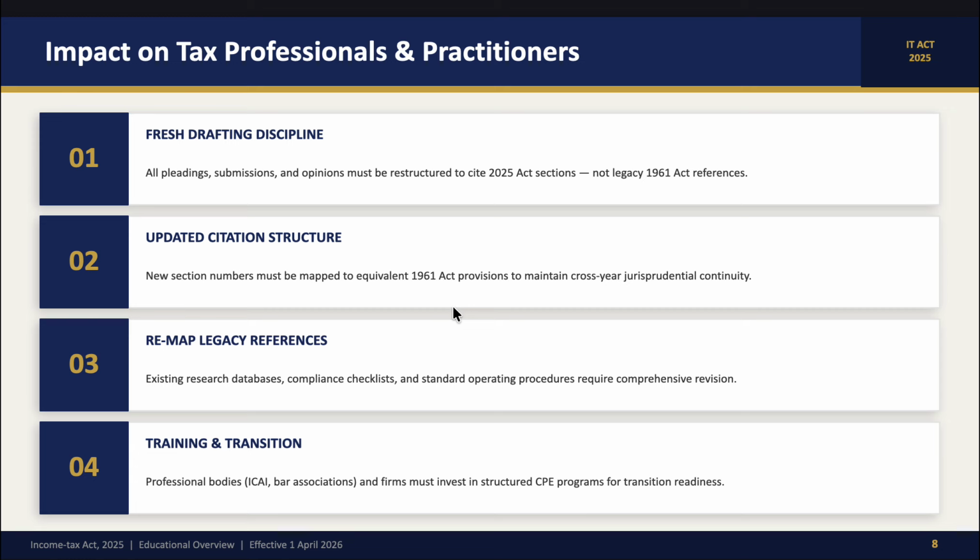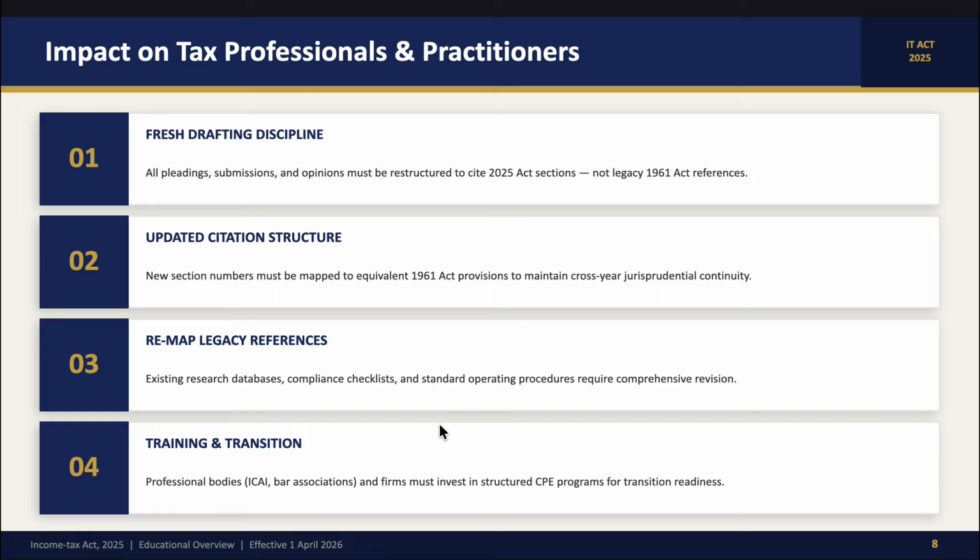So now, what is the impact on professionals? Of course, it is very important for all of us to know. Fresh drafting discipline: all pleadings, submissions, and opinions must be restructured to cite the 2025 Act. When we are dealing with tax year 2026, all our pleadings, submissions, and opinions will be structured as per the new Act 2025, because it is applicable from 1st April 2026. And we have to ignore the provisions, I mean, the 1961 Act ceases with effect from 1st April 2026. So we will have to keep the updated citation structure in mind whenever we are replying to notices under the new Act. So, remap legacy references.